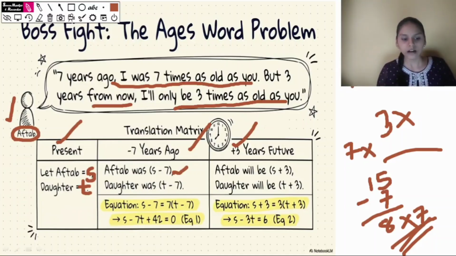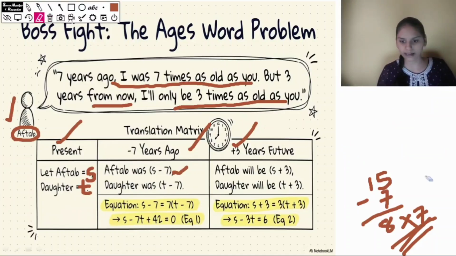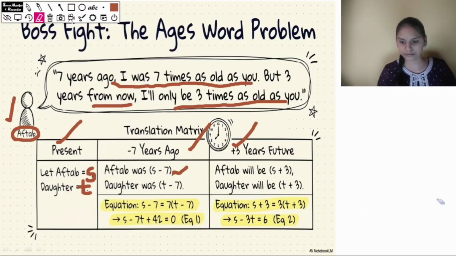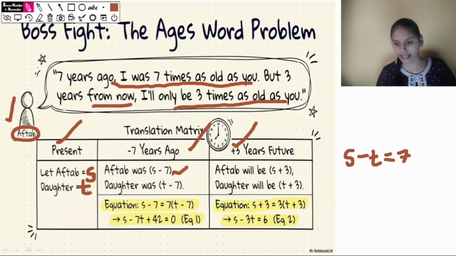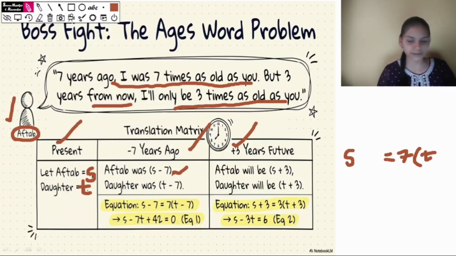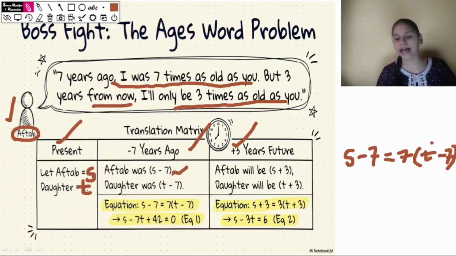Now he told, I was 7 times as old as you. What did he tell you? He told I was 7 times as old as you. So Aftab was 7 times as old as you. Sorry, here it should be 7, right? 7 years ago. T minus 7. So he was 7 times as old as you.